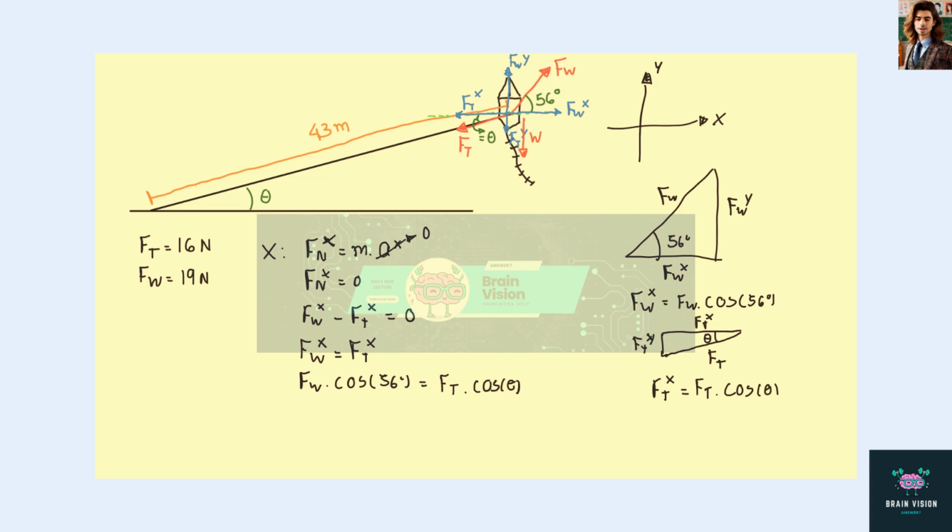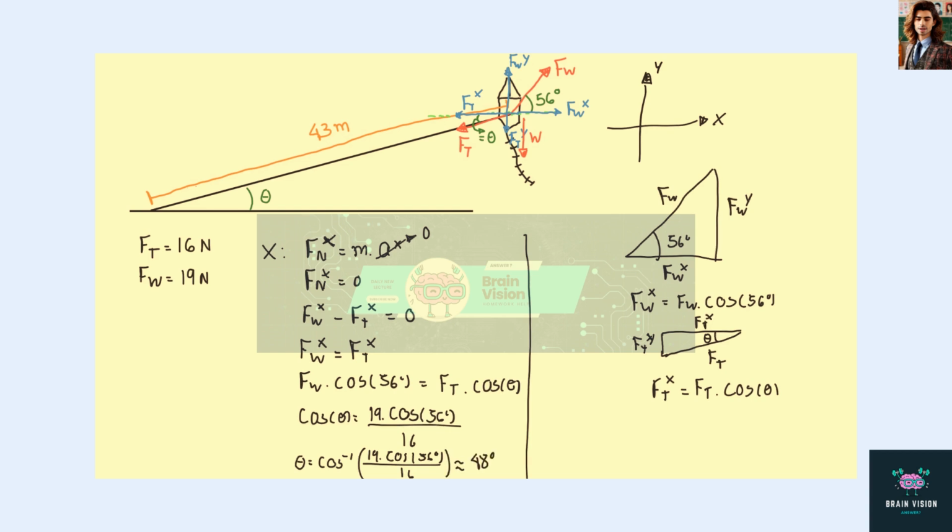Now we can calculate what is the cosine of theta, and this is given by the wind force, 19, times the cosine of 56 degrees divided by the tension force, which is 16. And then we can calculate what is theta. Theta is equal to the inverse cosine of all this. And then this is approximately 48 degrees.